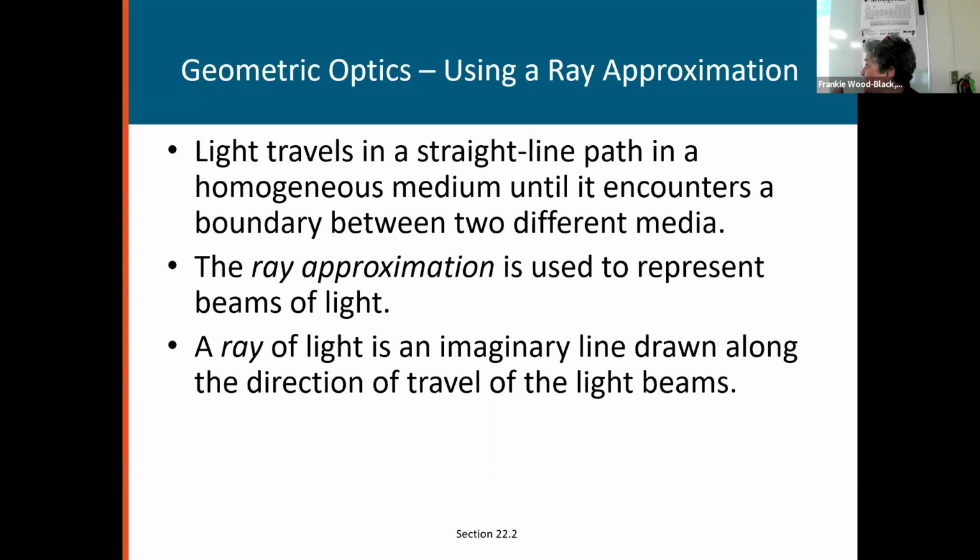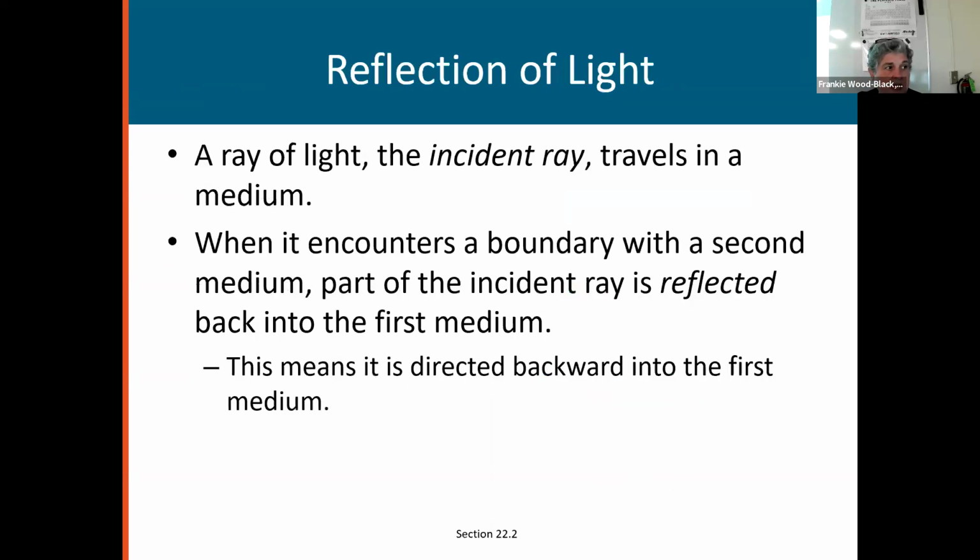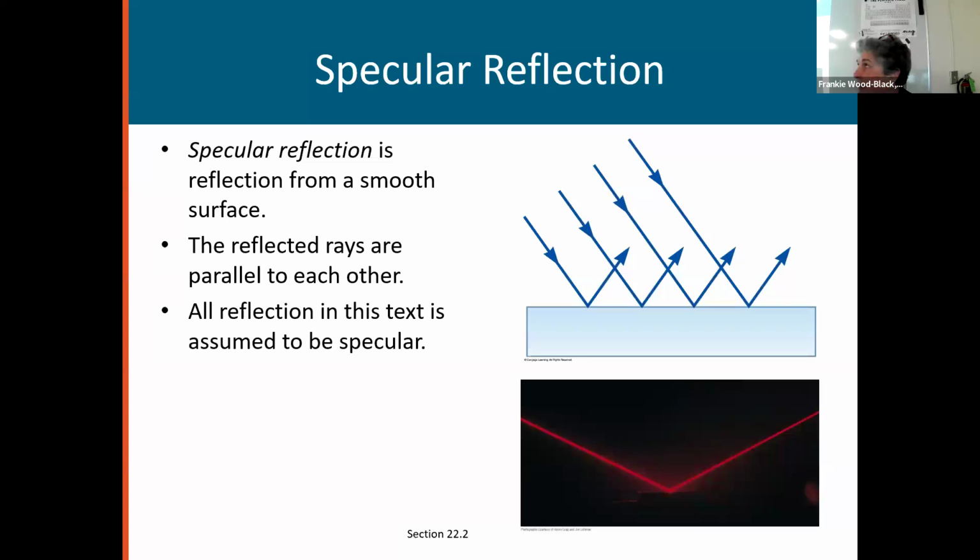So the ray of light is an imaginary line that's drawn in the direction of our beam. But essentially, this is what it's simulating. It's a ray that's perpendicular to the wave front. That's how we're going to be looking at it. So we're going to use that incident ray and that refracted ray and that reflected ray. So here is reflection. As long as I have a smooth surface, I'm going to get it to come in and bounce right back off.